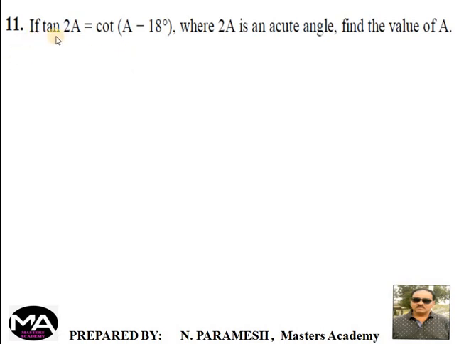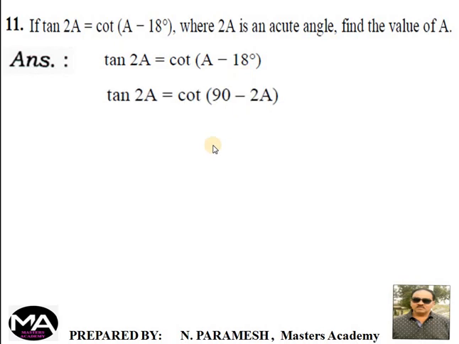11th question. If tan 2a is equal to cot of a minus 18 degree, where 2a is an acute angle, then find the value of a. Answer: given condition, tan 2a is equal to cot of a minus 18 degree. Tan 2a is equal to cot of 90 minus 2a.